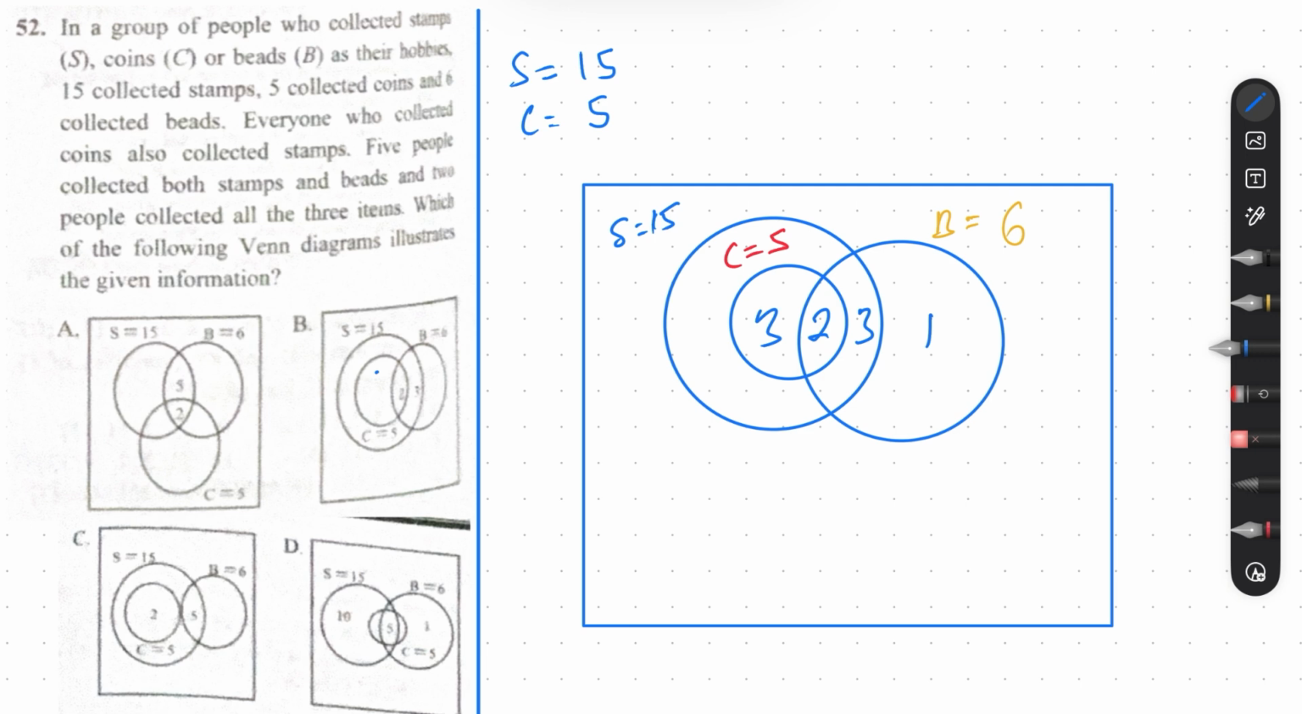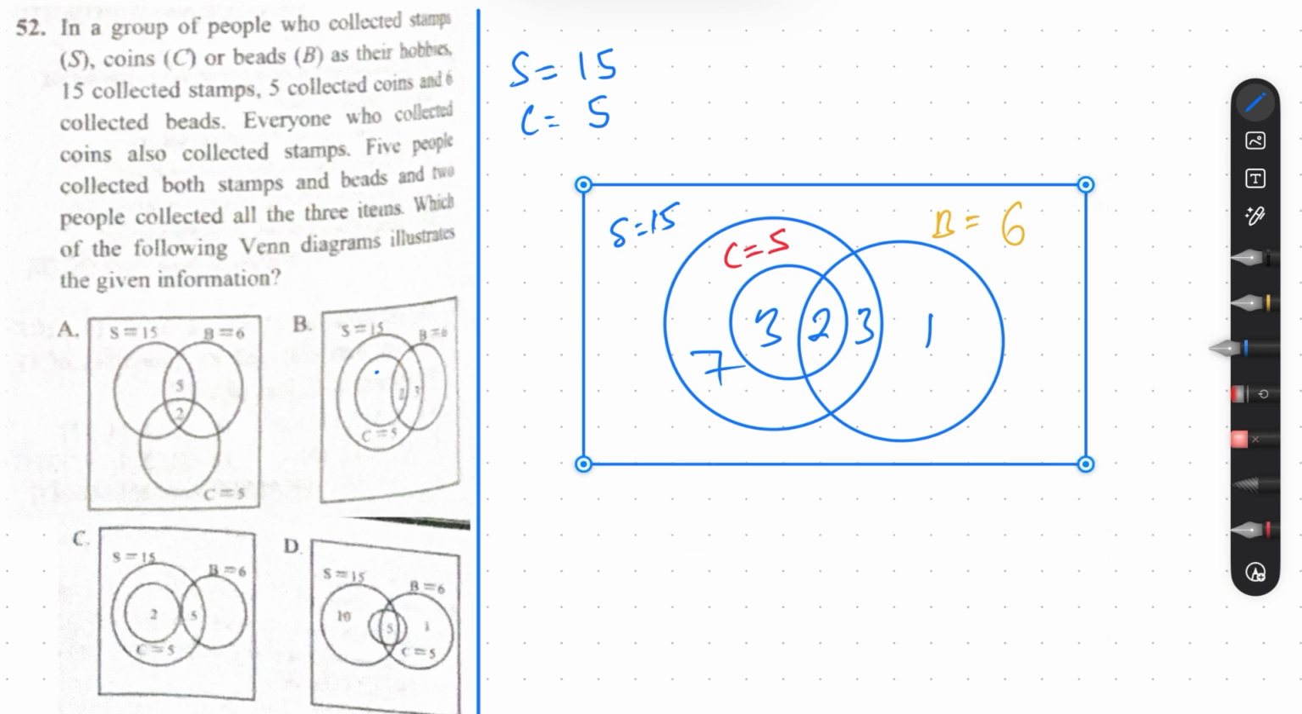I think we're done for now. Let's move on a little bit and see if we can do something more. Here is 15, so the S here is 15. That means everything here should add up to 15, which is 3 plus 2 plus 3 plus what? 3 plus 2 plus 3 is 8. So everything here will be 7. Cool. So let's write 7 right here. So this is our Venn diagram.